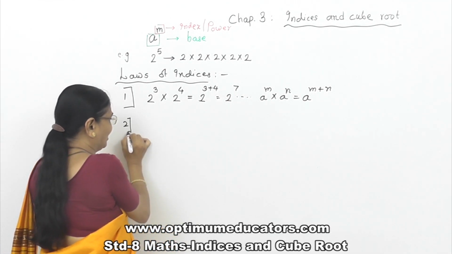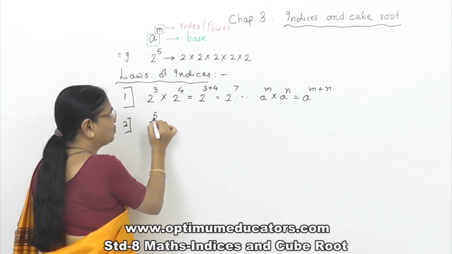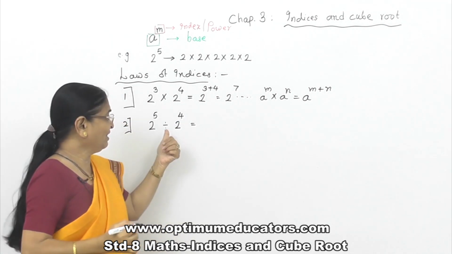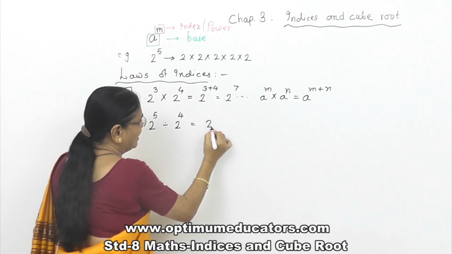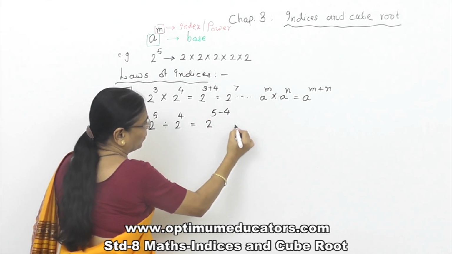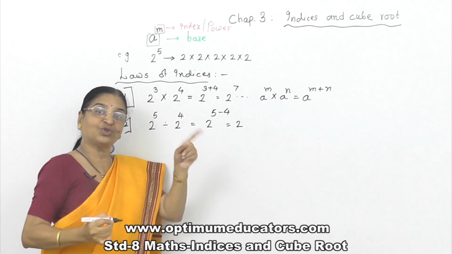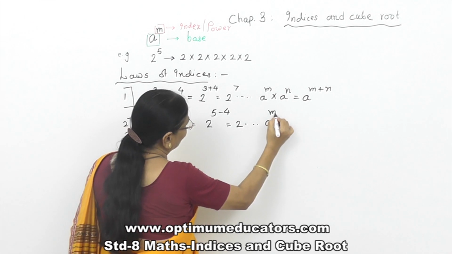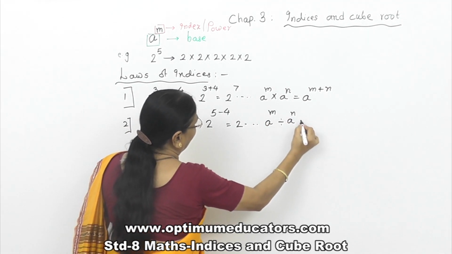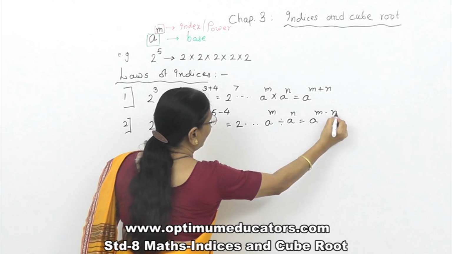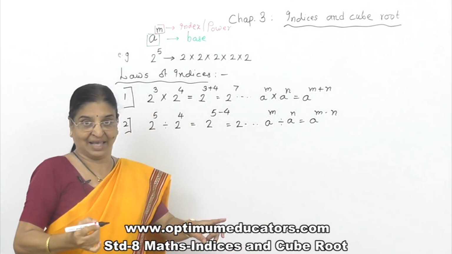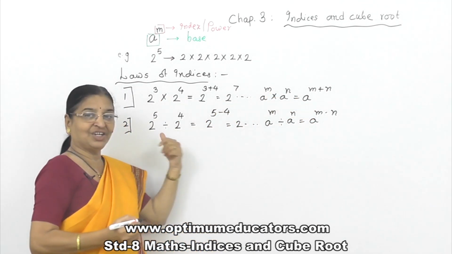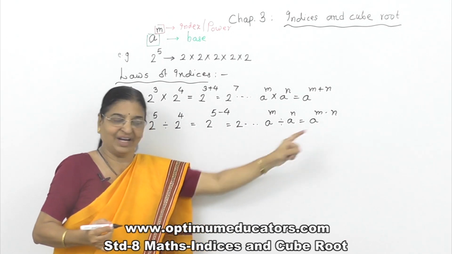Then what about the division? Suppose I say 2 raised to 5 divided by 2 raised to 4. Then when I want to divide it, I can subtract: 5 minus 4, and that is equal to 2 raised to 1. 1 need not be written. And so this is the law: a raised to m divided by a raised to n is equal to a raised to m minus n. Multiplication, there is an addition of indices. Division, there is a subtraction of indices.